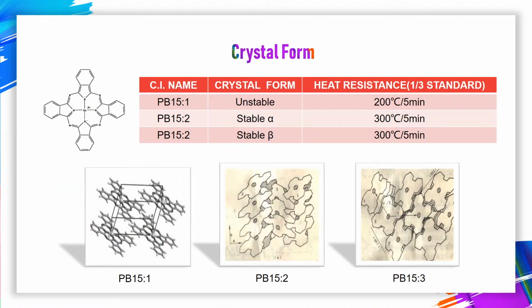For instance, the alpha-type structure of pigment blue 15 is an unstable structure, and its heat resistance is only 200 degrees. But what if its crystal form changes into a stable beta type? The heat resistance of pigment blue 15:3 with beta type can reach 300 degrees.